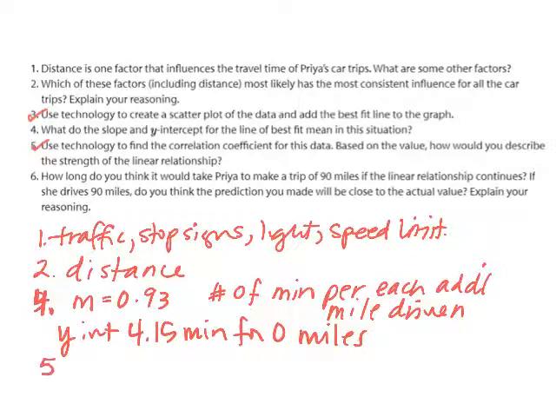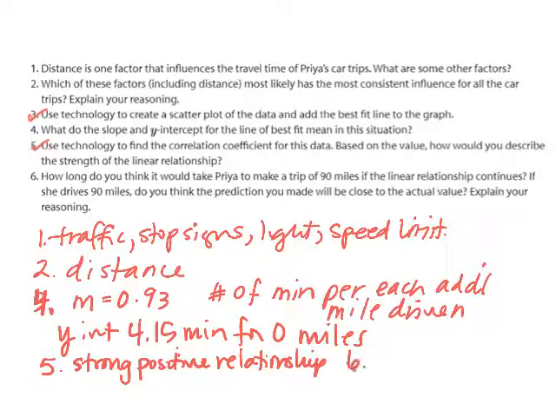Okay, number 5, it says, based on the R value, how would you describe the strength of the linear relationship? Well, if you remember, it was very close to 1, so it is a strong, positive relationship. And number 6, how long do you think it would take Priya to make a trip of 90 miles if this linear relationship continues? So what we have here is we can use the model.